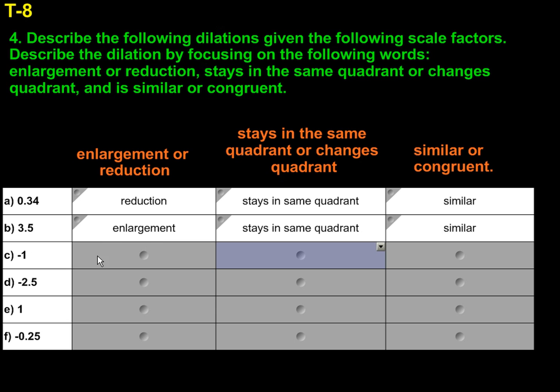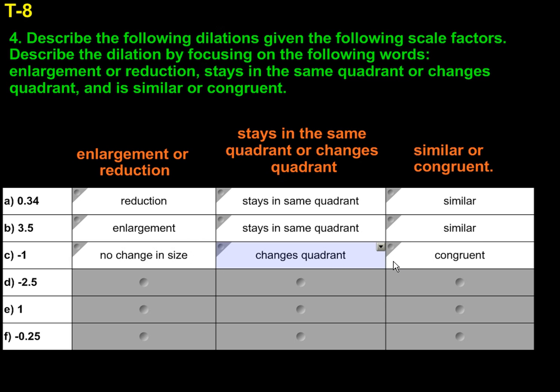Now we have -1. Is this an enlargement or a reduction? Well, remember, when you multiply by 1, you're actually staying the same, so there's going to be no change in size. Is it going to stay in this quadrant or change quadrants? Well, the negative sign on the 1 indicates that it's going to go to a different quadrant. And is it going to be similar or congruent? Well, if there's no change in size, it has to be exactly congruent.